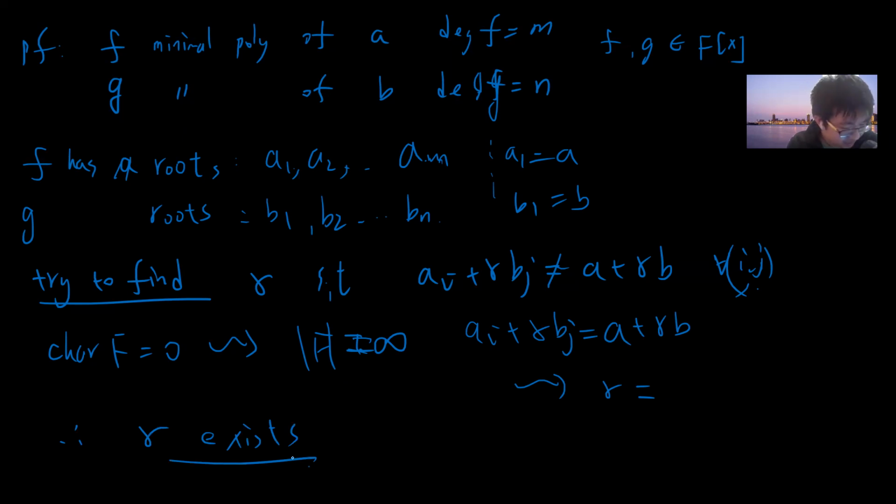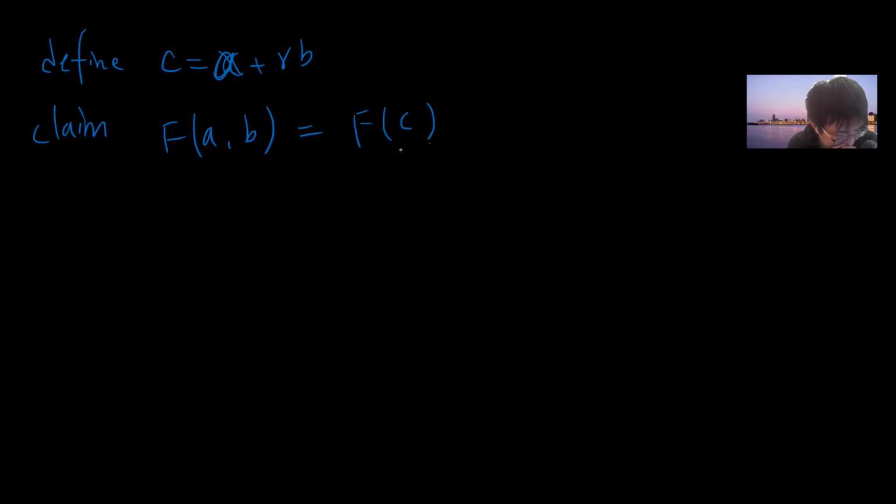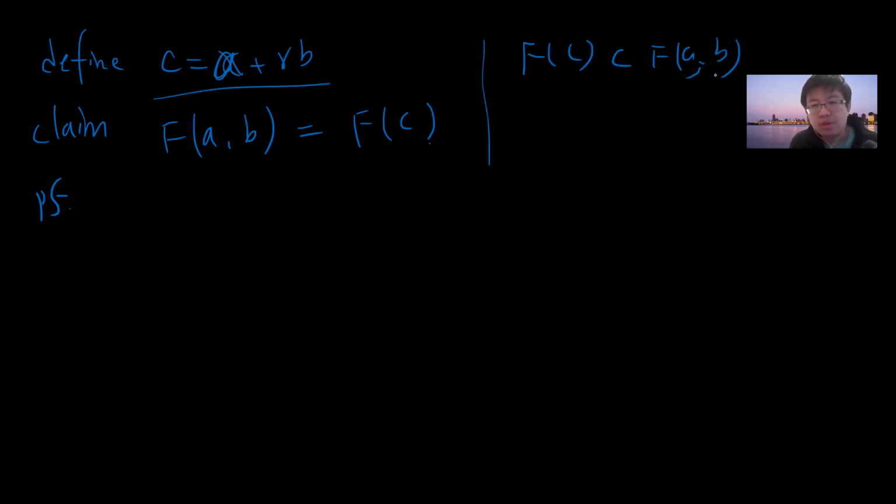Okay, so once you know that gamma exists, you can define c equal to a + gamma b, and you can claim that F(a,b) is the same as F(c). Okay, so let's see the proof. So you see F(c) is a subset of F(a,b), right? This is trivial because c is a linear combination of a and b. And then we just need to show that F(a,b) actually belongs to F(c).